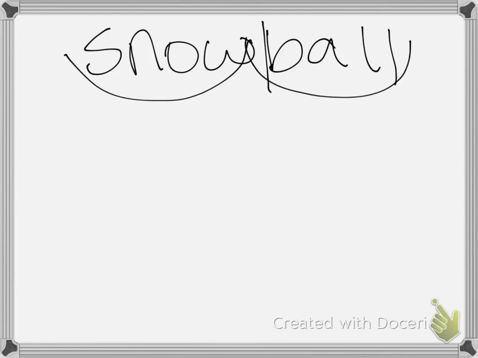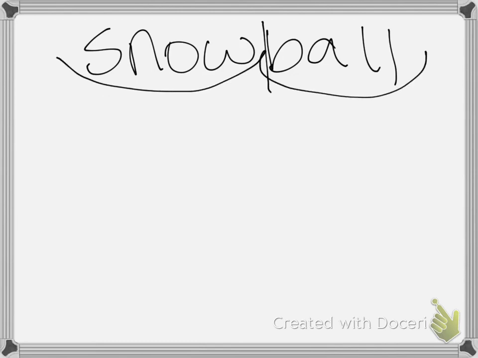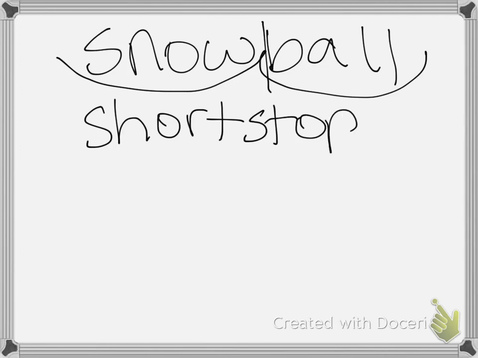Sorry. Right in half. Okay? Snowball. So, if we have the word shortstop. Shortstop. What's your first word? Short. What's your second word? Stop. And shortstop is a position in baseball and softball that plays between second and third base.